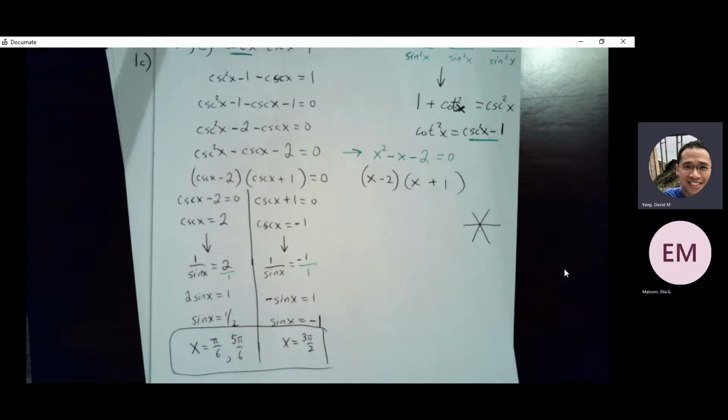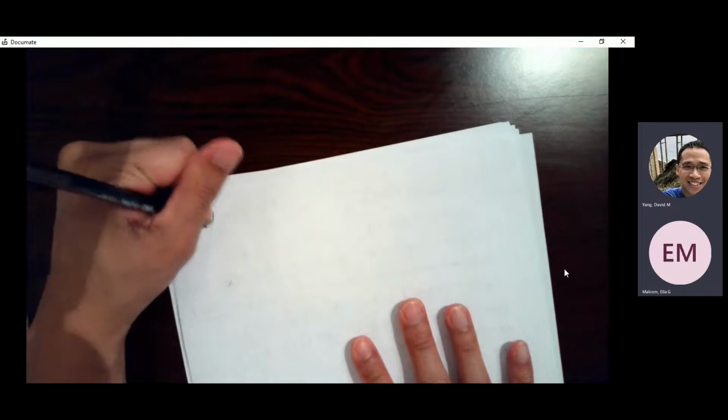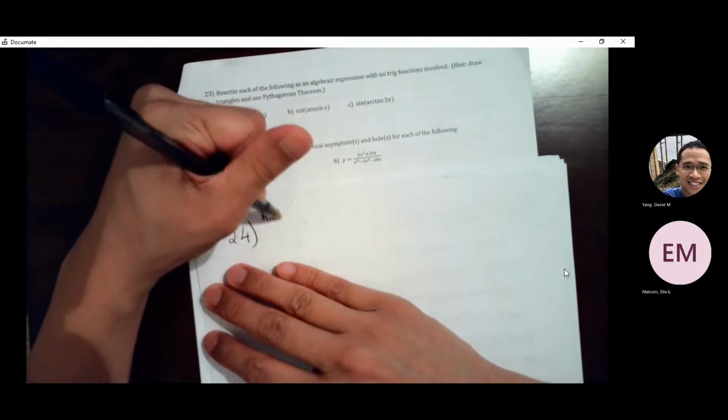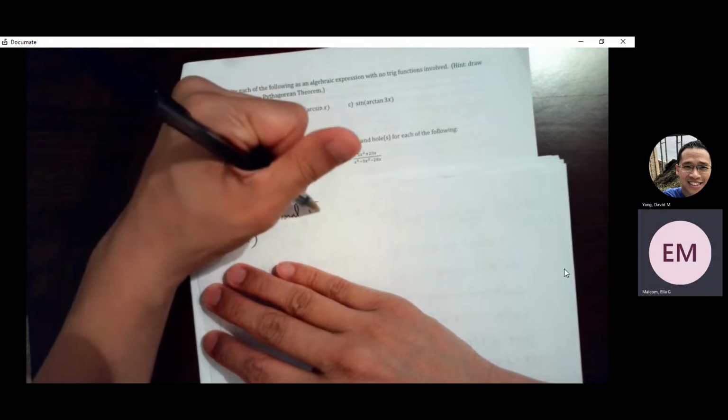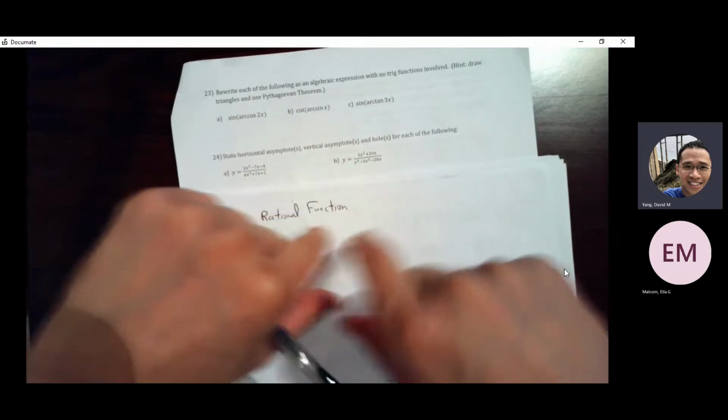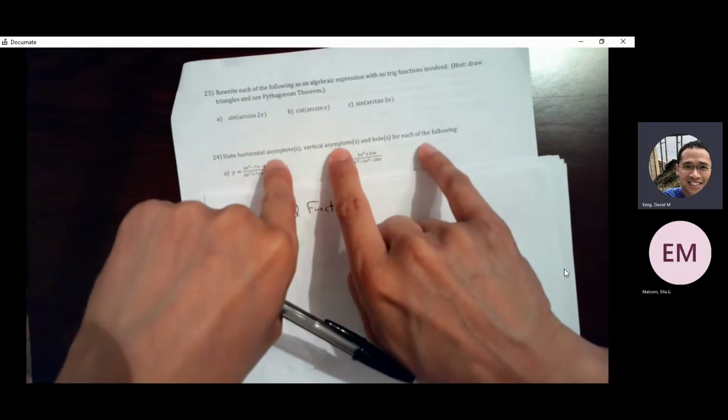Yeah, taking a crash course through pre-calc, hitting all the most important things that we will use in calculus. Okay, so let's go to 24. It says state horizontal asymptote, vertical asymptote, and holes for each of the following. This is a rational function here. What we're going to do is factor everything that we can. Once we get everything in factored form, it'll be easier to find all these pieces that we're looking for.